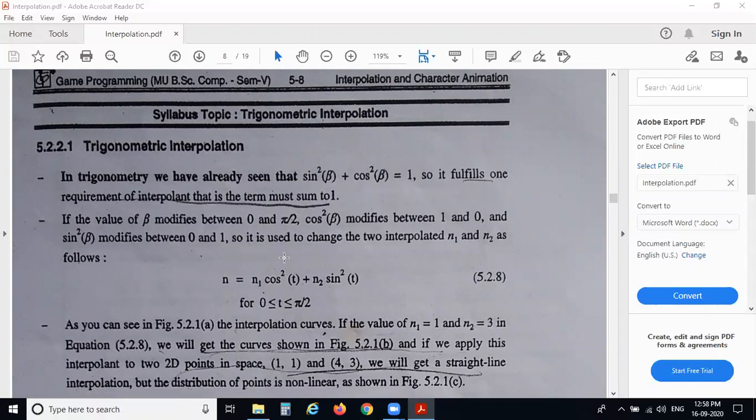We know that sin square beta plus cos square beta is equal to 1, so it fulfills one requirement of an interpolant, that the terms must sum to 1. That means the addition is equal to 1. If the value of beta varies from 0 to pi by 2, cos square beta modifies between 1 and 0 and sin square beta modifies between 0 and 1.